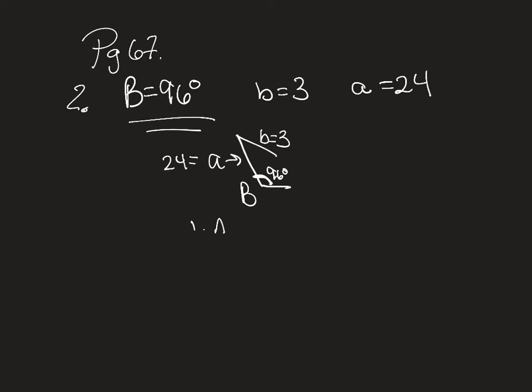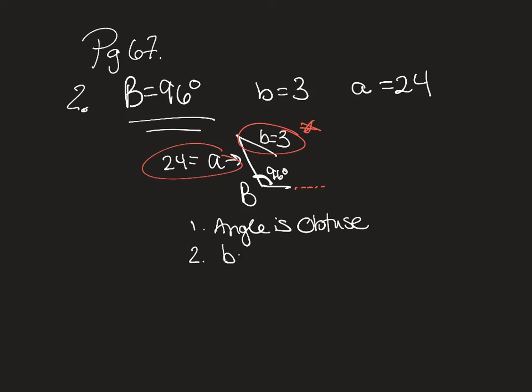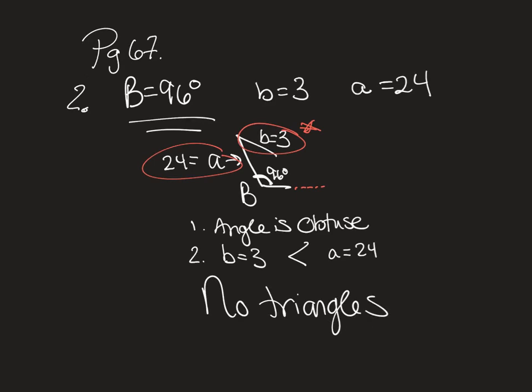So question 1 is the angle is obtuse. So we only have 2 choices. Once you're obtuse, you either have no triangles or 1 triangle. So we have to compare this side to this side. And we want this side to be longer than this side so that it can reach the bottom down here. But in our case, B, which equals 3, is smaller than A, which equals 24. So I'm never going to reach the bottom. So there are no triangles. And there's no math for you to find because there's no triangles, there's no missing sides to find, and that is it. So last problem, number 3.